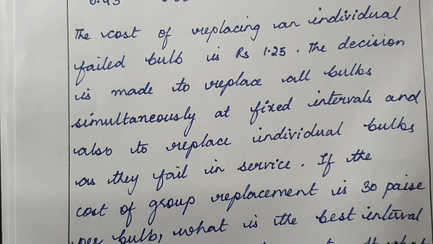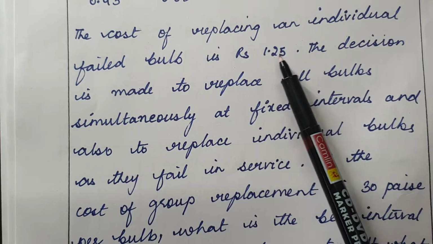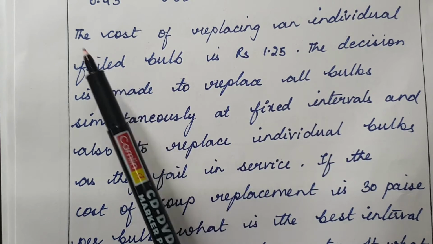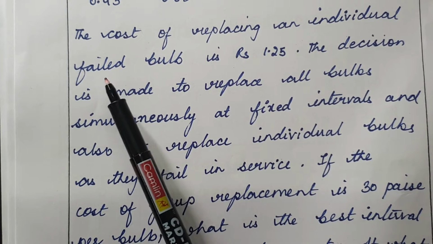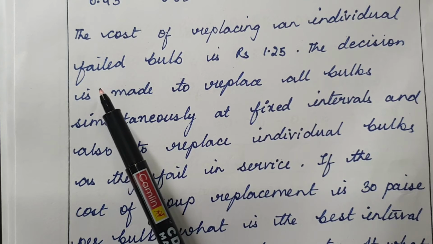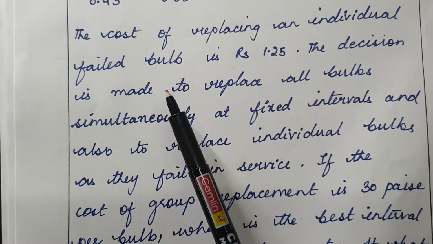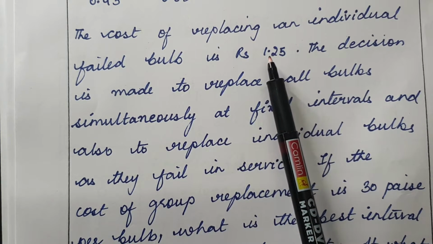So if a technician will come, and he replaces those 17 bulbs, only 17 bulbs he is replacing. So how much is the cost for each bulb? 1.25. So he is saying that. The cost of replacing an individual failure means, out of 100 total, how many are there? 100. Out of those, how many damaged bulbs, or not working failure bulbs, are there? 17. I am giving a dummy value. So for those 17, how much cost is charged for each bulb?